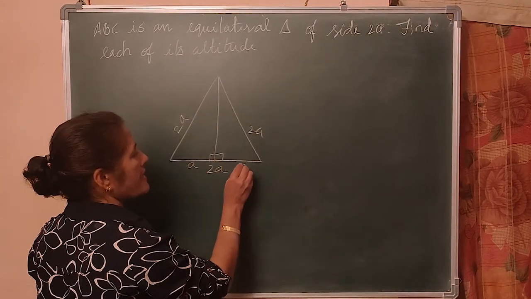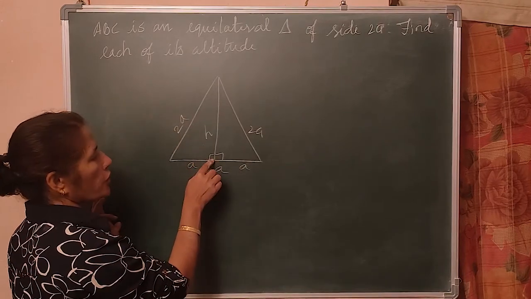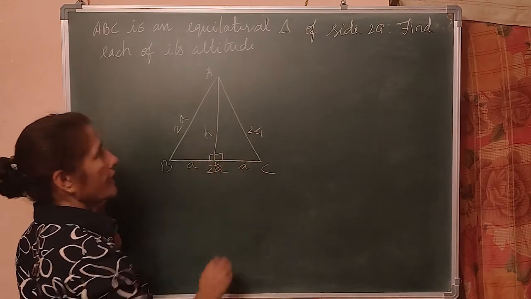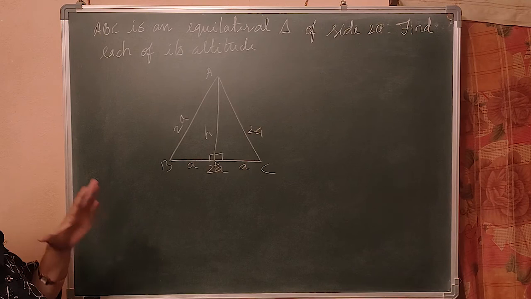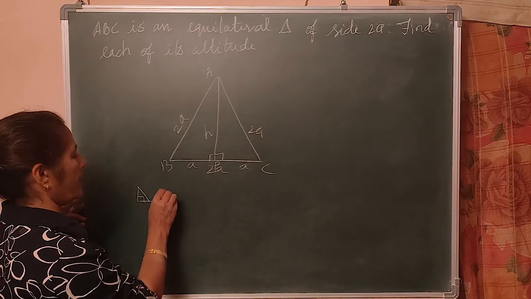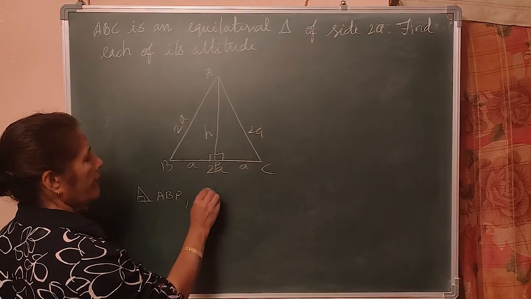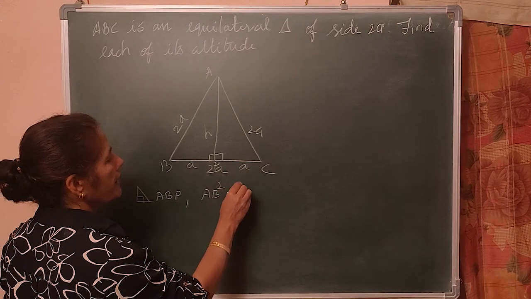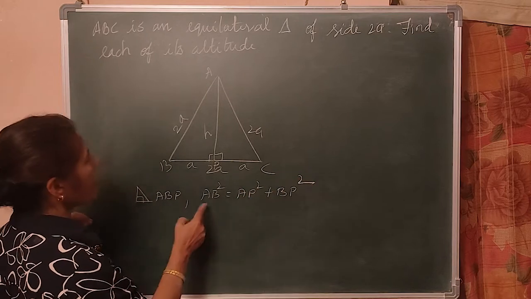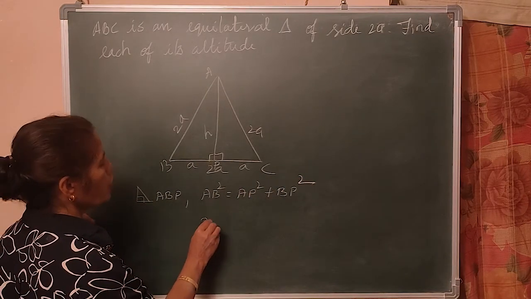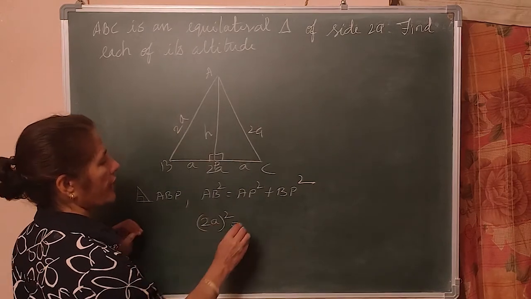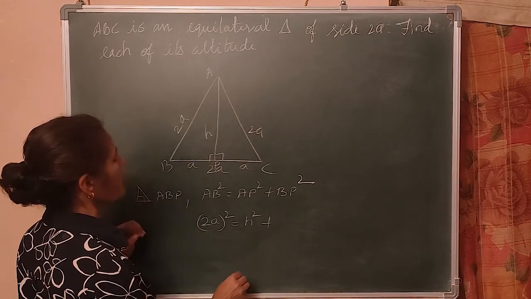So this is A, this is A. Let me call the foot of the altitude P. AP is the altitude. I have to find out what is AP. So in right angle triangle ABP, AB square is equal to AP square plus BP square. So AB square, what is AB square? 2A the whole square is equal to AP square, that itself is the altitude h square, plus BP square.